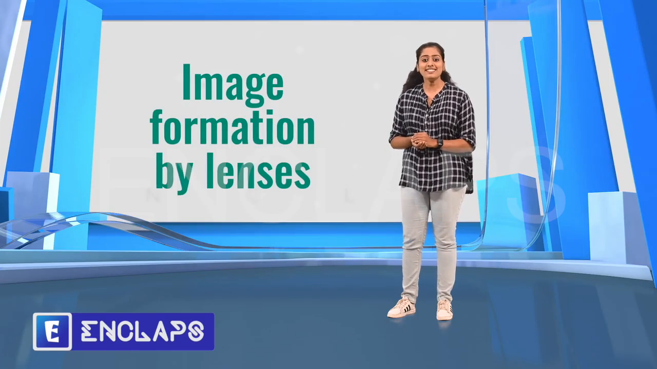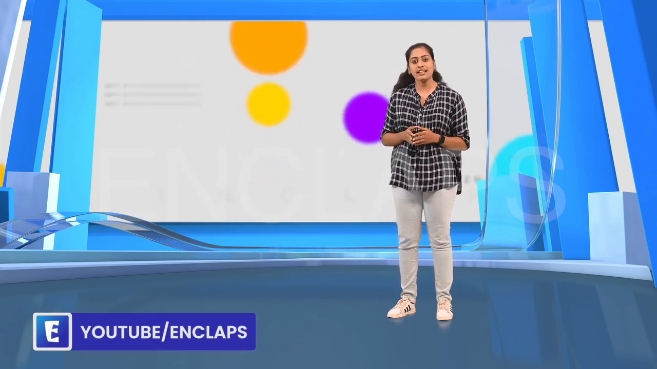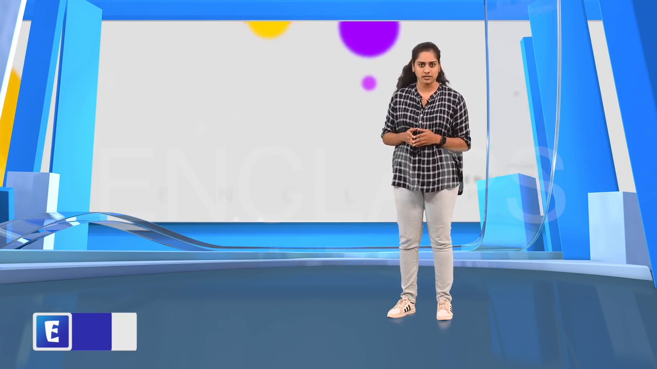It's that easy. Hi. Lenses are transparent spherical surfaces which can either converge or diverge the light rays after refraction.